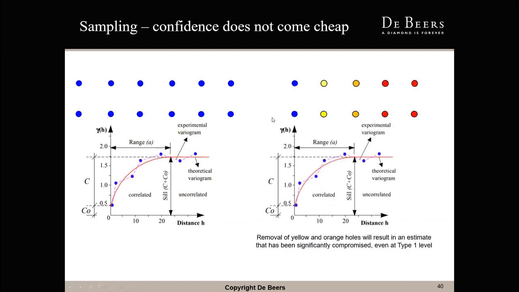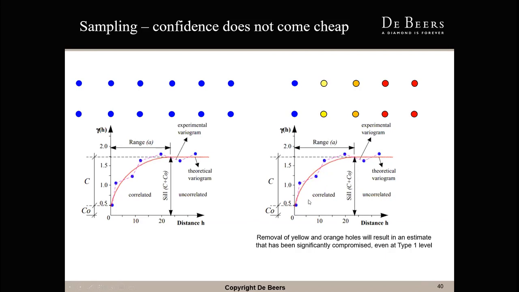So let's, for argument's sake, say you decide to remove some samples from your carefully optimized grid. You can see that by removing the yellow samples and also the orange samples, you would remove much of your correlated statistics in your drill grid. And you would essentially be having a spacing that is uncorrelated. So in other words, the red samples don't talk to the blue samples at all. And that has a very big impact in terms of confidence for a block estimate.